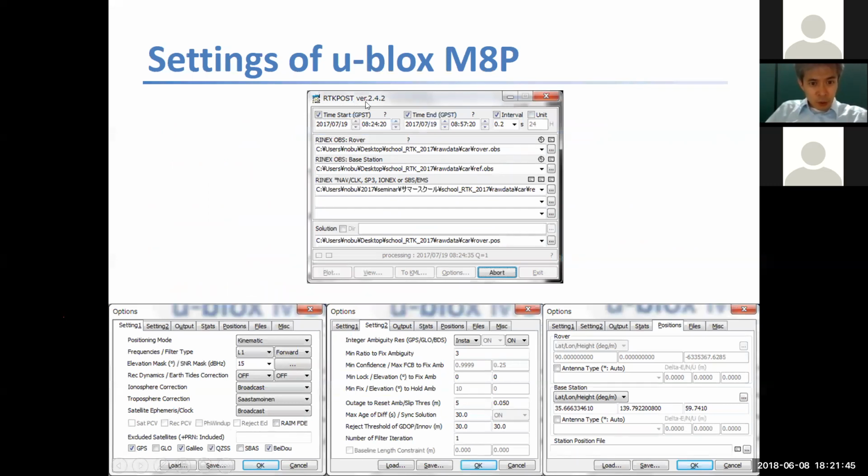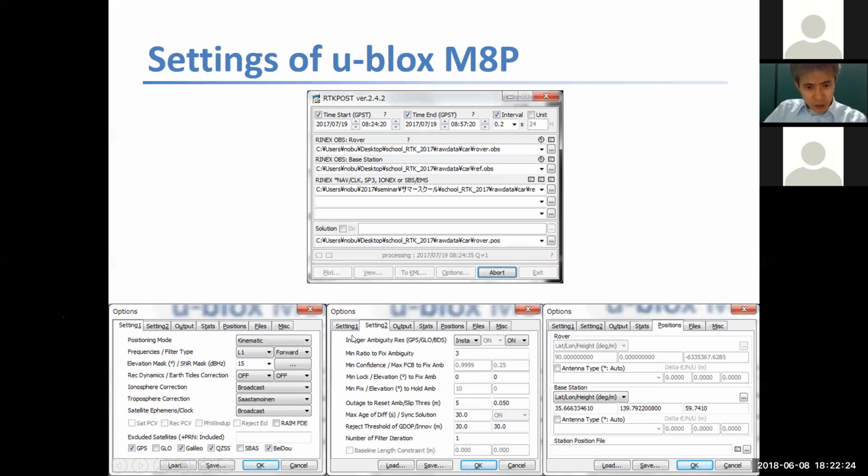Here is RTKPOST 2.4.2. You can set the start time, end time, and the interval of 0.2 seconds. Rover.obs is the u-blox observation data, base.obs is the NetR9 reference data, and here is the navigation data. Let's look at the options. Setting 1: kinematic, L1, and 15 degrees elevation mask. GPS, Galileo, QZSS, and BeiDou, but actually Galileo cannot be used with the u-blox because it produces GPS, QZSS, and only three BeiDou satellites.